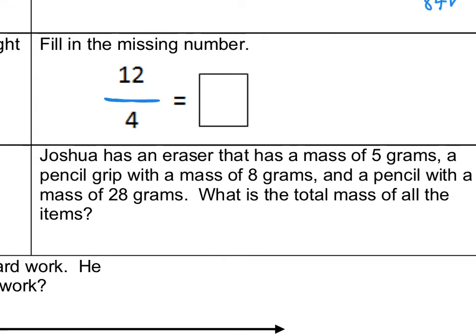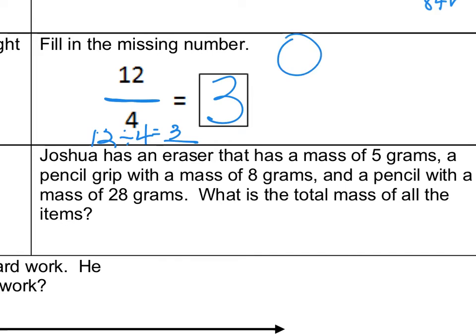Fill in the missing number. We have learned that this line in a fraction really means divided by, so we can rewrite this as 12 divided by 4 equals blank. Something times 4 equals 12, and that would be 3. 12 fourths equals 3 wholes.